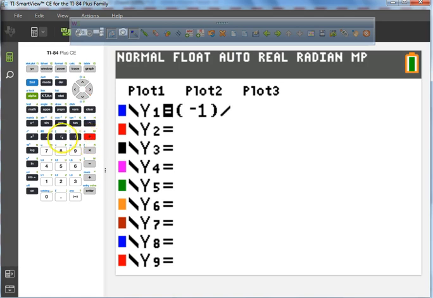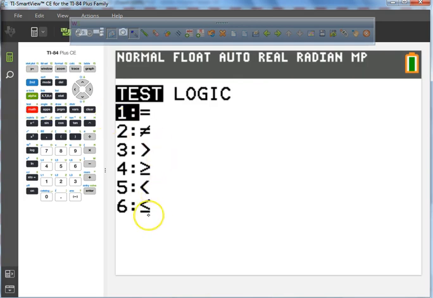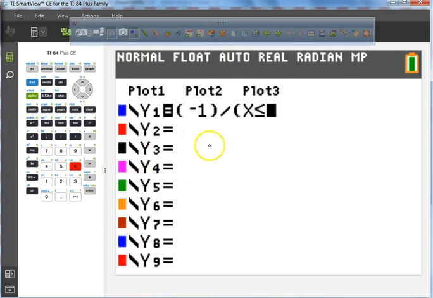So get in the habit of putting things in parentheses. We're going to open up a parentheses again. We're going to graph where x is simply less than or equal to a -3. So you're going to type in an x. Now here's the keystrokes you need to know. Second math. Second math. There we go. Number 6 is less than or equal to. And we're going to type in a -3. I'm going to close the parentheses.